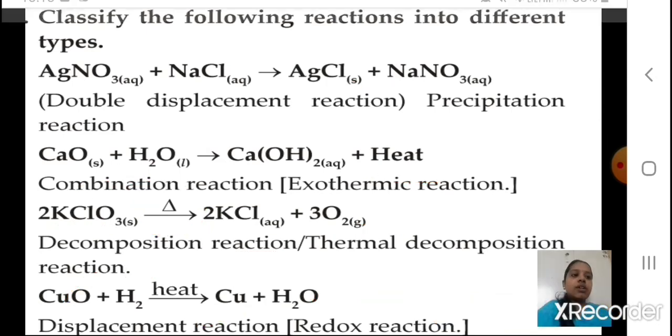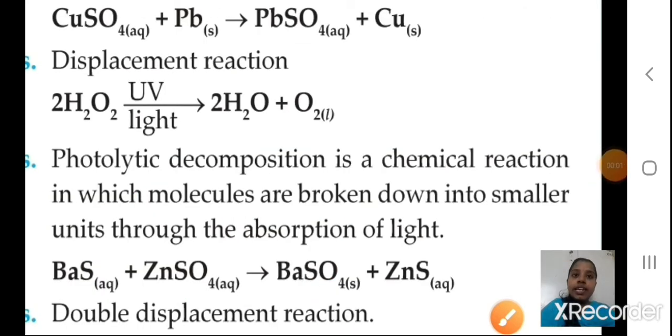Students, now see here. Next, CuSO4 plus Pb gives you PbSO4 plus Cu. So here CuSO4 has turned to PbSO4. Cu has been removed and instead of Cu, Pb, that is lead, has been attached. Pb is lead. So this is a type of displacement reaction.